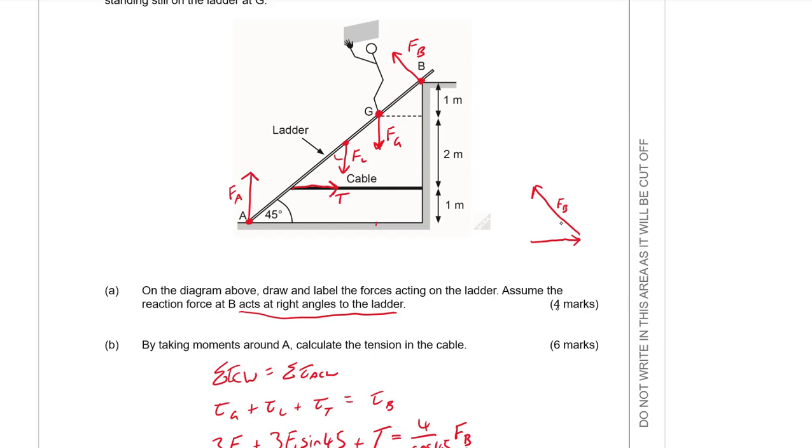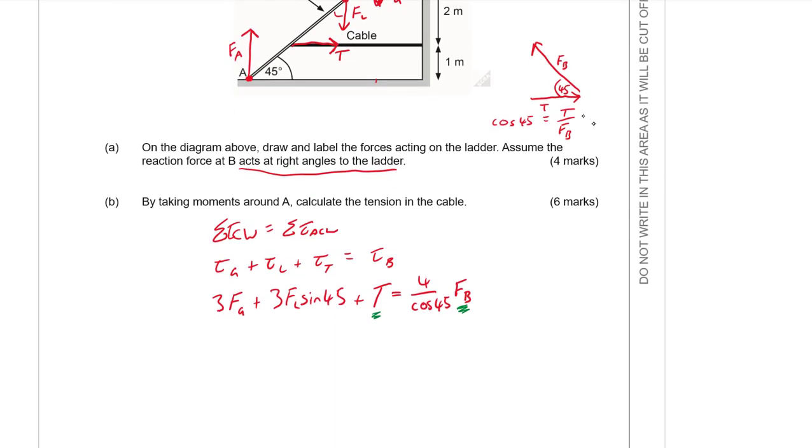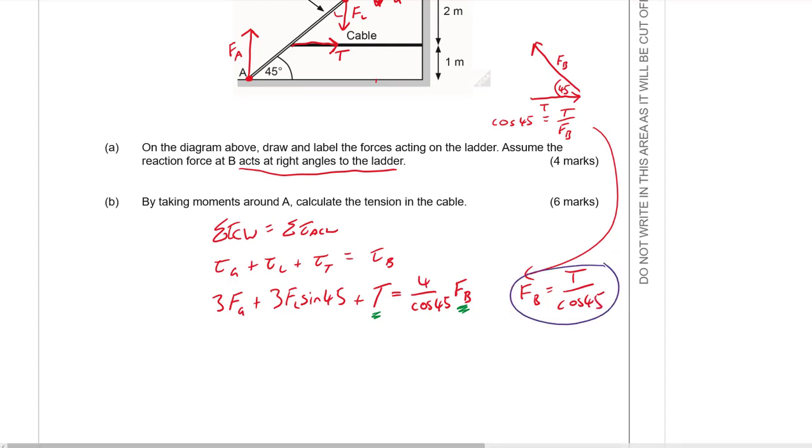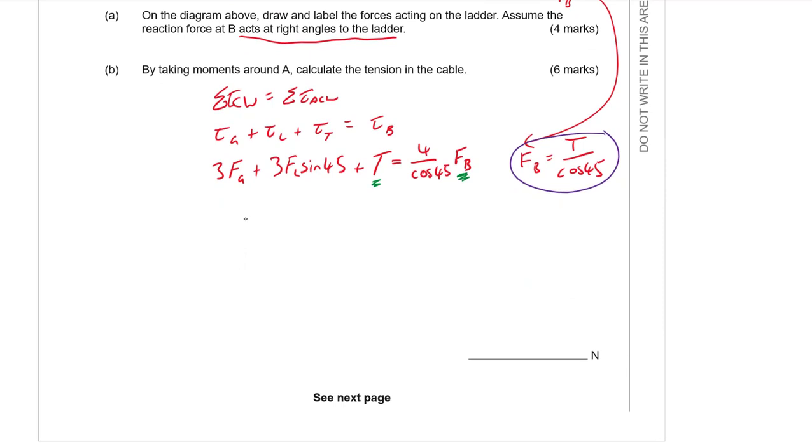So by drawing this little vector diagram, I know that this angle here is 45 degrees. So from here, I can say that cos 45 must be equal to the tension over FB. And if I bring that down to here, that would mean that FB is going to be equal to T over cos 45. So what I've been able to do is express the reaction force at B in terms of the tension. And so now if I go back down and I sub those in, I'll start resolving some of those now.